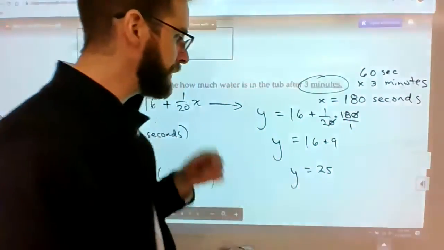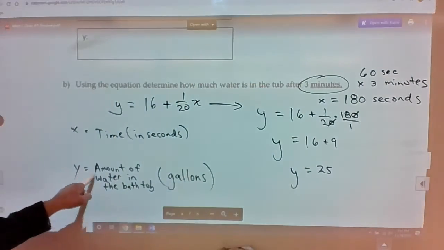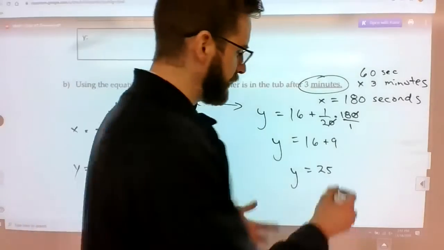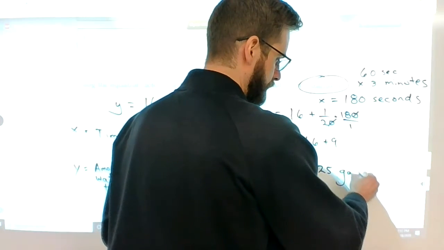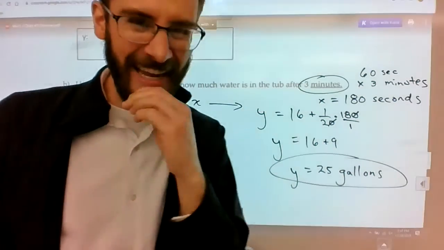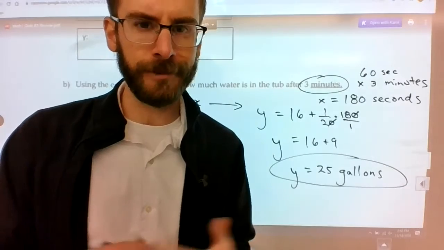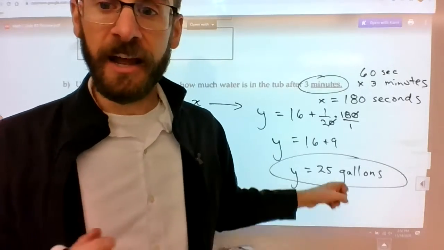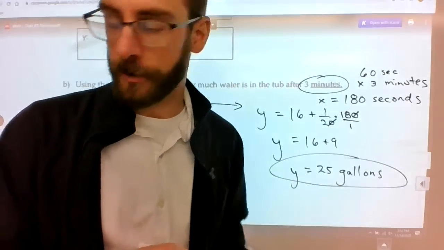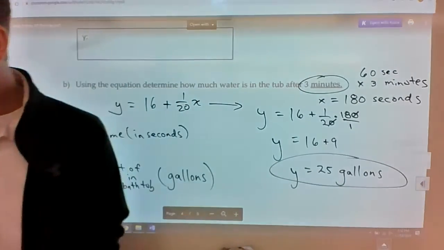So the answer to part B is y equals 25. Y represents gallons, so make sure you put the unit there to receive full credit. This tells me you know exactly what you're talking about, and you're not just somebody changing numbers and letters and giving me an answer at the end that doesn't make any sense. This makes sense. Gallons of water. Okay. Part B is done.